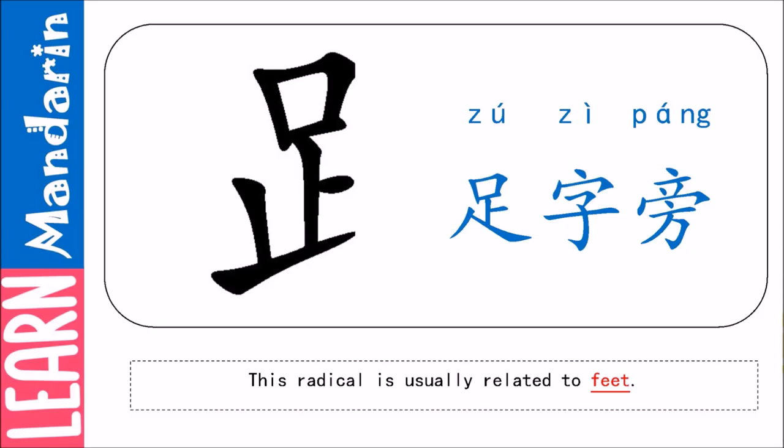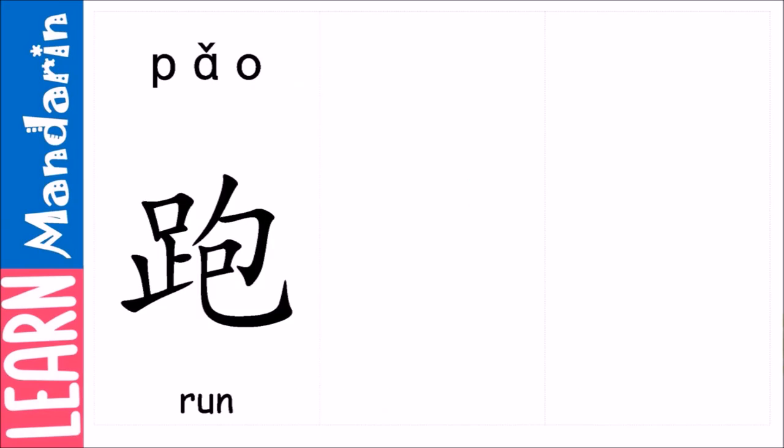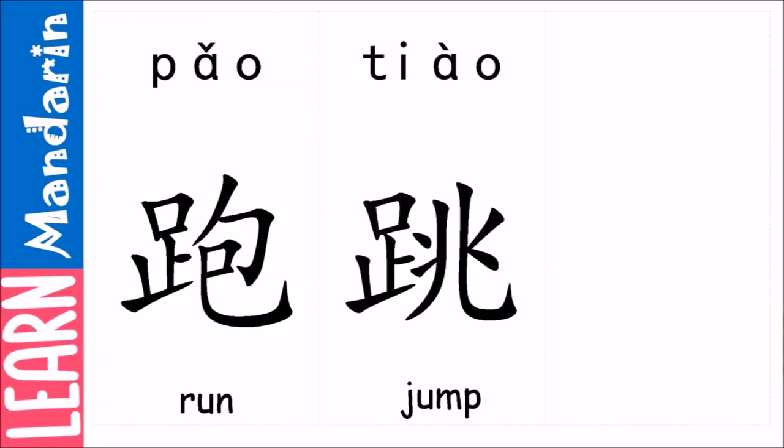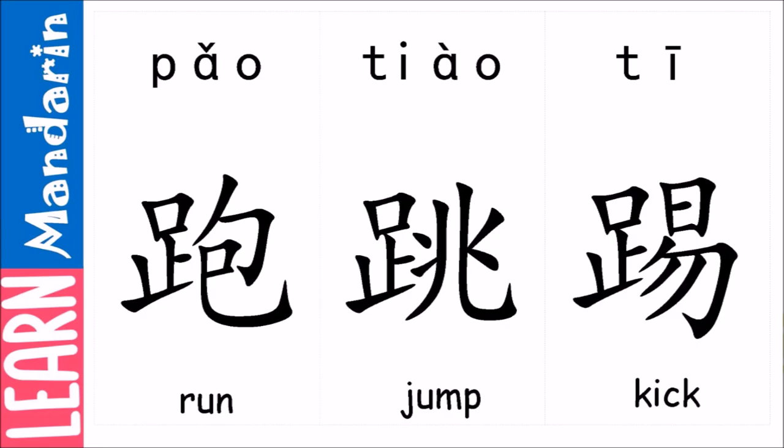足字旁. The Chinese radical 足字旁 is usually related to feet. Examples of words that have 足字旁 are 跑, which means to run, 跳, which means to jump, and 踢, which means to kick.